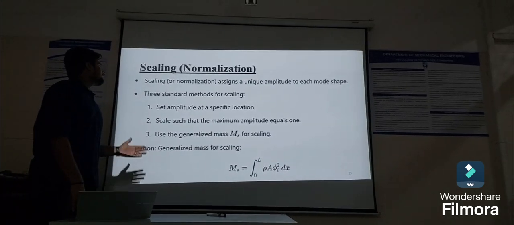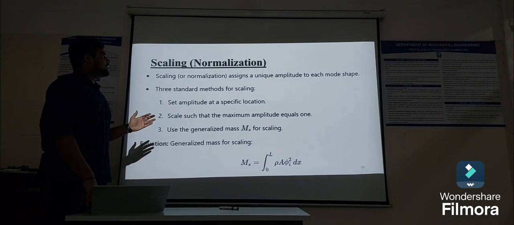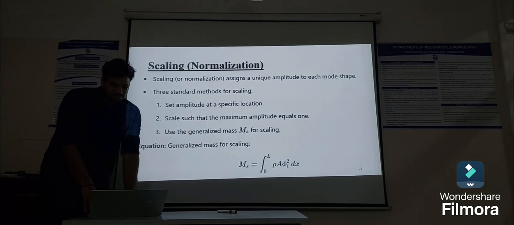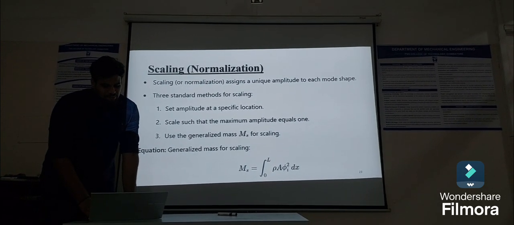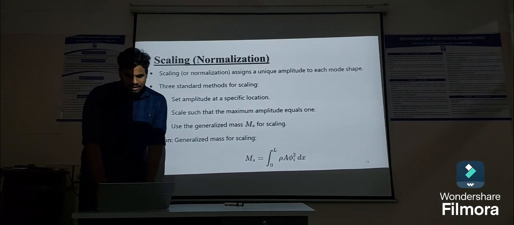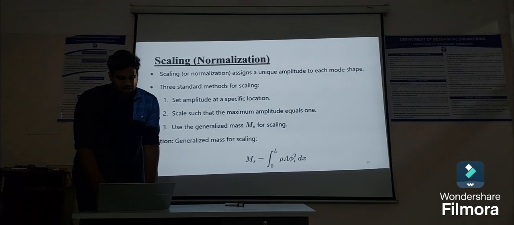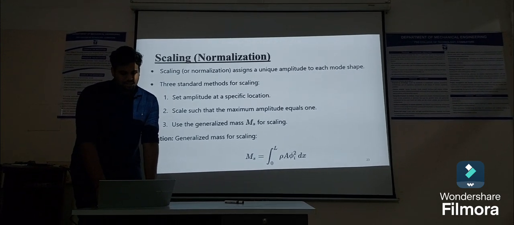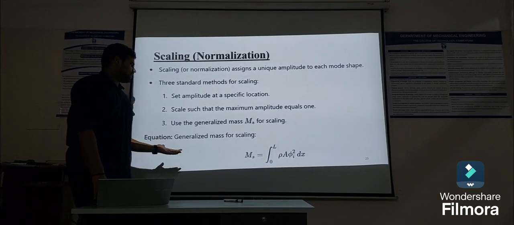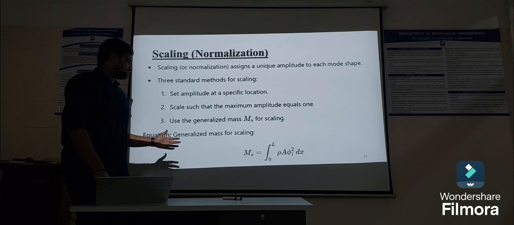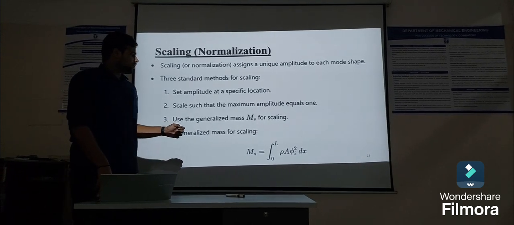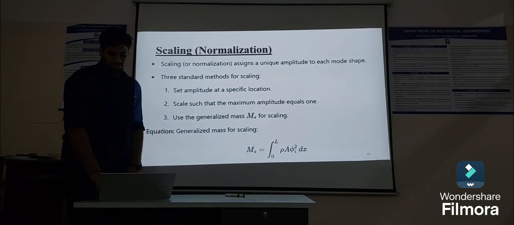Scaling, that is normalization. Scaling or normalization assigns an amplitude to each mode shape. There are three standard methods for scaling. First, set the amplitude at a specific location. Second, scale such that the maximum amplitude equals 1. Third, use the generalized mass for scaling. The equation for generalized mass is m is equal to integration of 0 to L ρ into A ψ square dx.